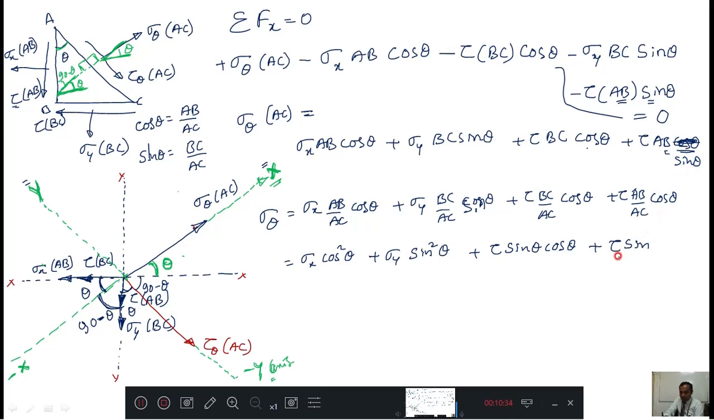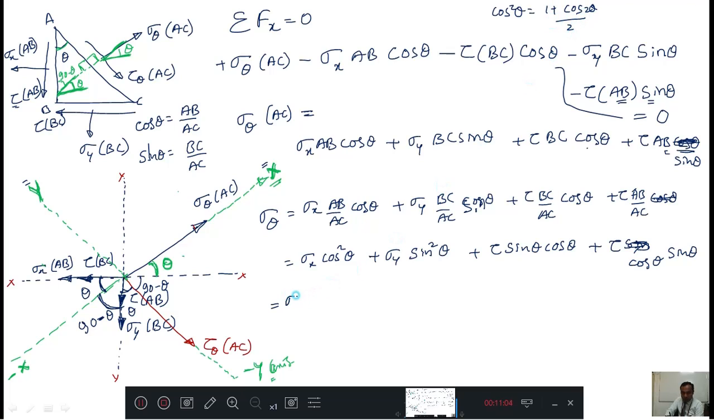Okay, therefore this is tau, AB by AC is cos theta and sin theta. Okay, now what? In trigonometry, cos square theta can be written as 1 plus cos 2 theta by 2.